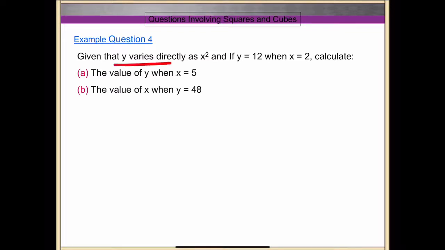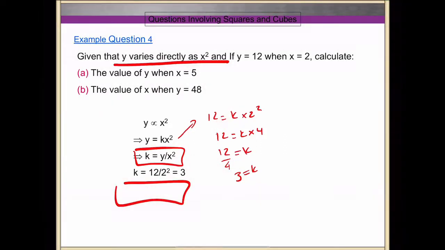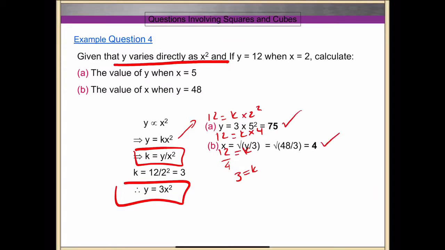So, given that y varies directly as x squared, therefore y varies directly as x squared. Next line, y equals kx squared. Next line, substitution. I usually do substitution first, so I would do y is 12, so 12 equals k times 2 squared, so 12 equals k times 4, k equals 12 over 4, k equals 3. But what they actually do here is they've rearranged first and then they substitute. It's the same thing. y equals 3x squared. So continuing on, 75 and 4.